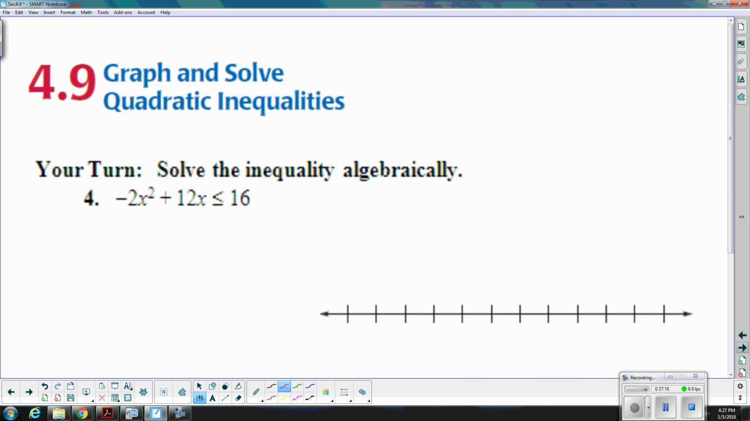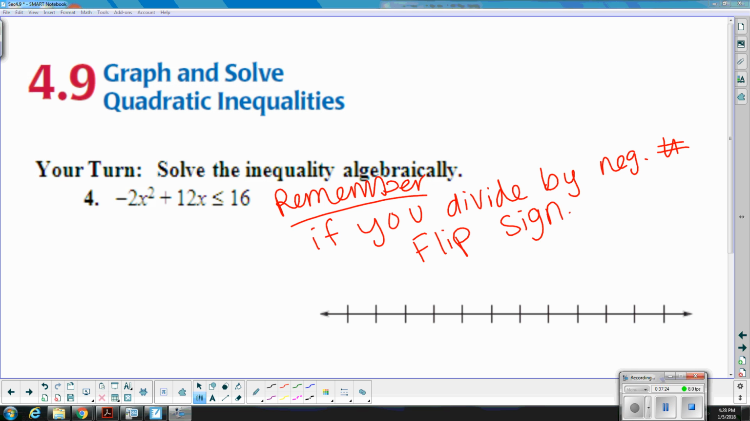Right, so do the same thing, solve algebraically. Pause the video while you work, and you can unpause for the solution. Just a quick reminder is that if you divide by a negative number, don't forget to flip your inequality sign.